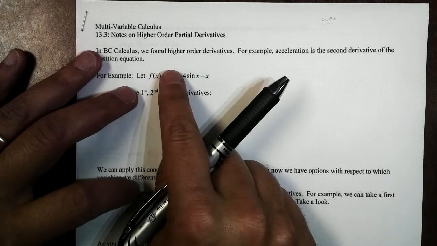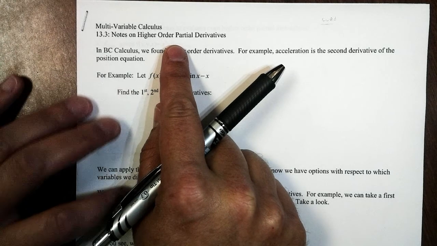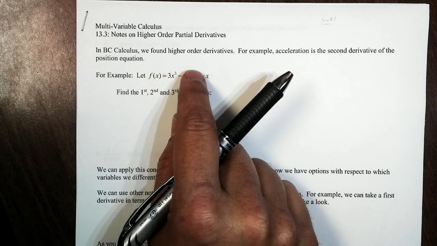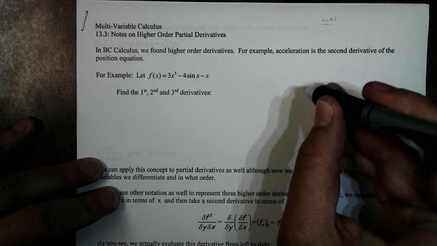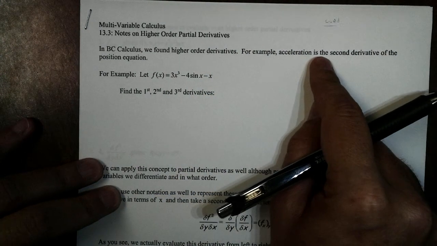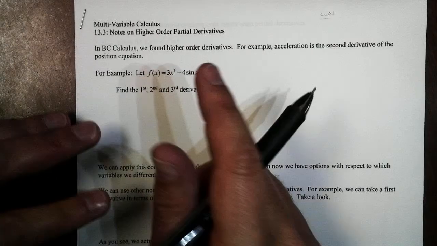Hi, welcome back. Today we're going to take a look at higher order partial derivatives. You might recall in calculus last year we did find higher order derivatives. For example, acceleration is the second derivative of our position equation. So let's review.